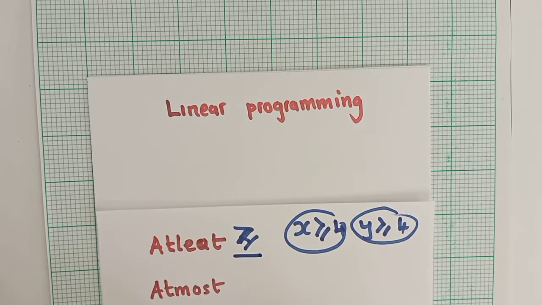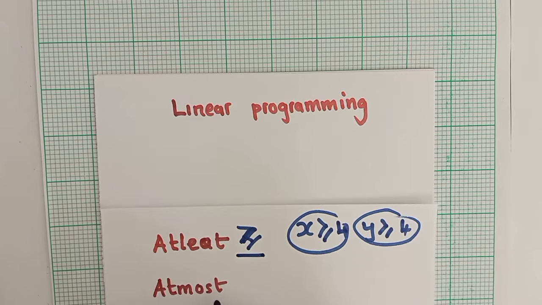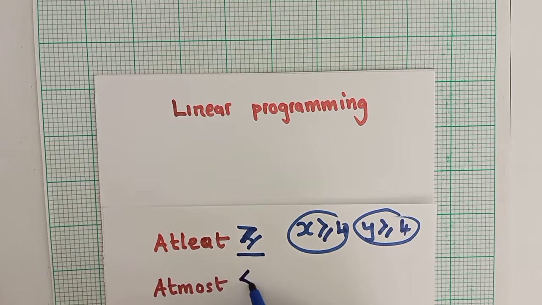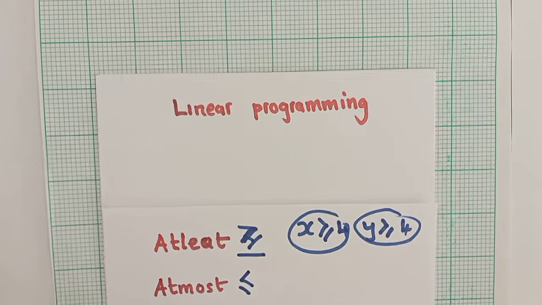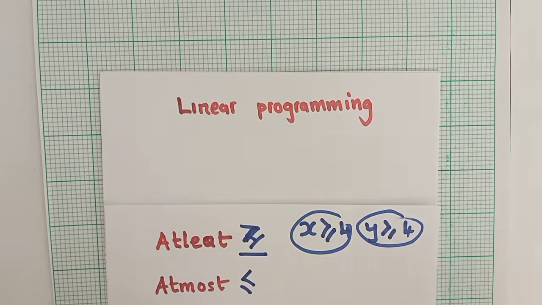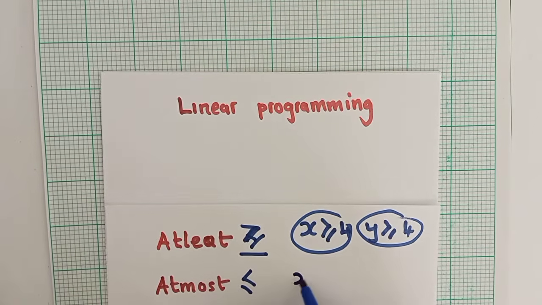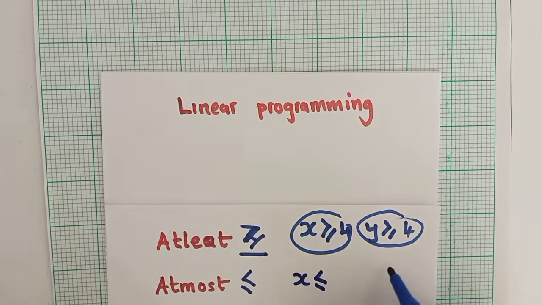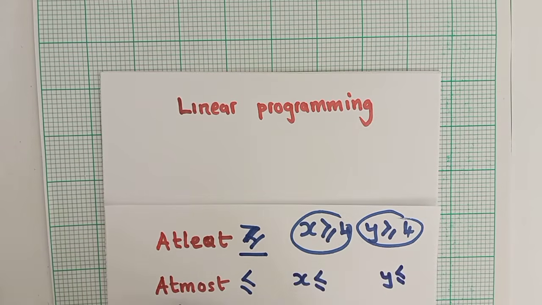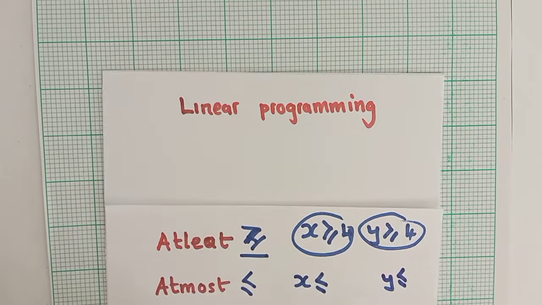And the second one is "at most", which is the opposite of at least. So this will look like this, less or equal to. If you're talking about x, you say x is less or equal to whichever number is there. And also y, if it's y, you say y is less or equal to. So this is what at most means.